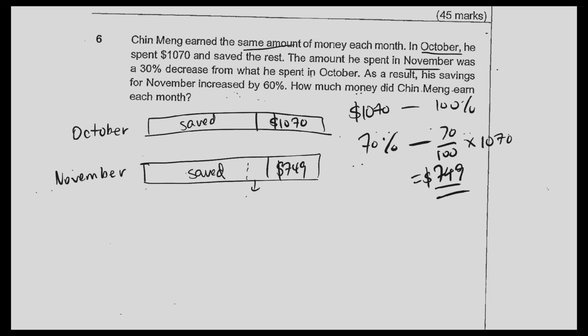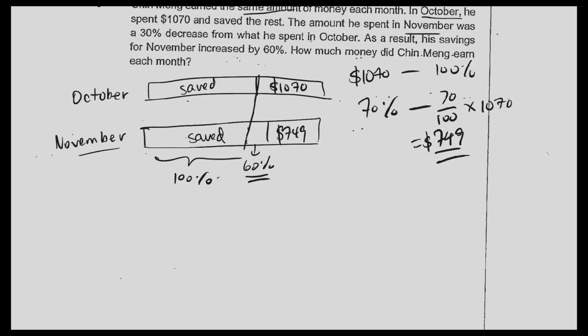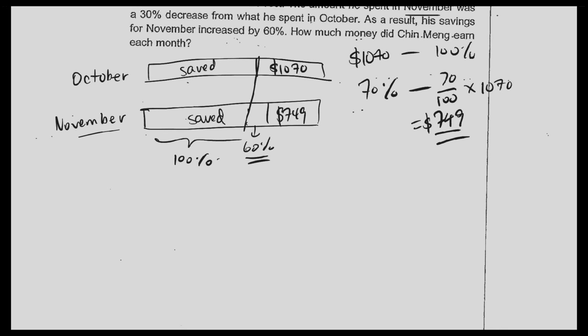So there's a 60% increase here, and this is 100%, right? The original amount that he saved in October is 100%, so the amount he saved in November is 160%. So we need to find out what this 60% is, and it's quite obvious by looking at this section of our bar graph. So it's just 1070 minus 749.